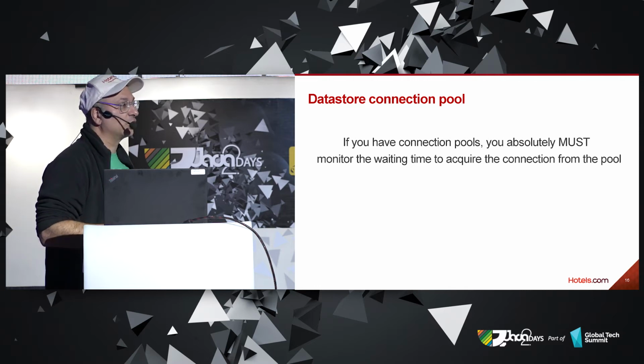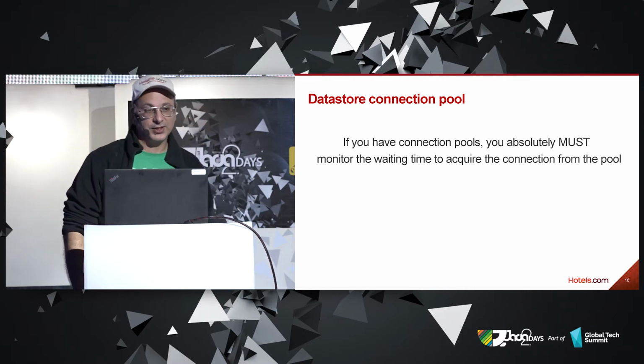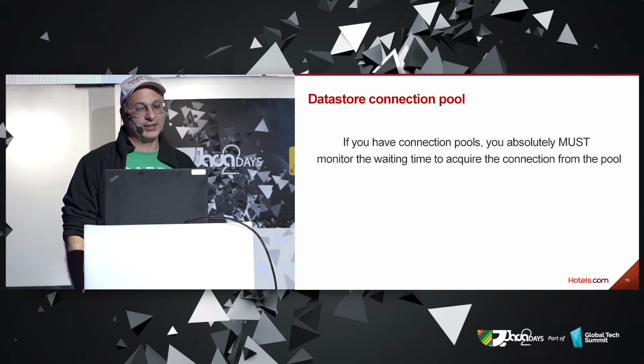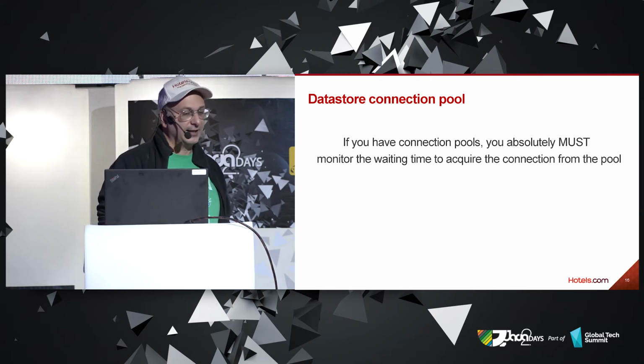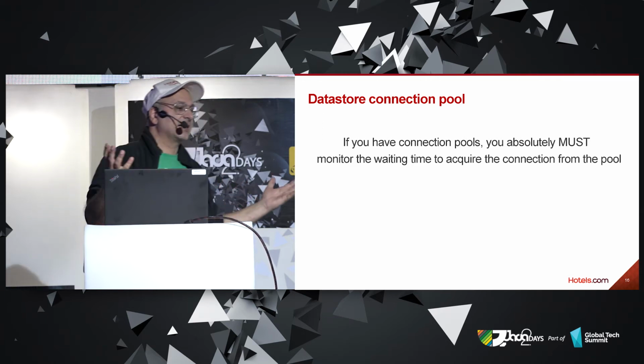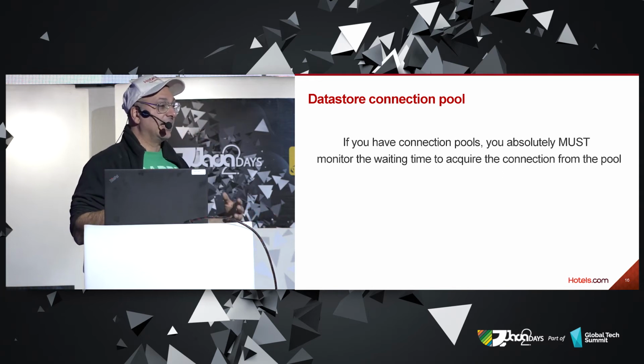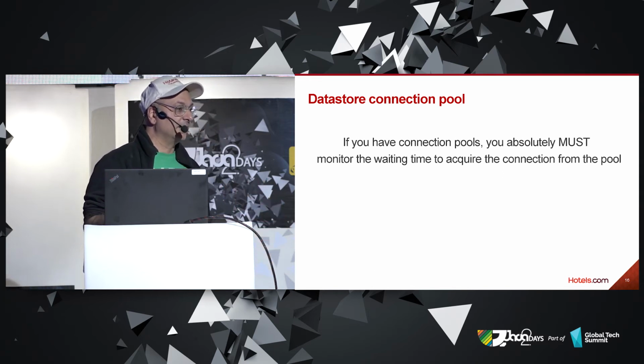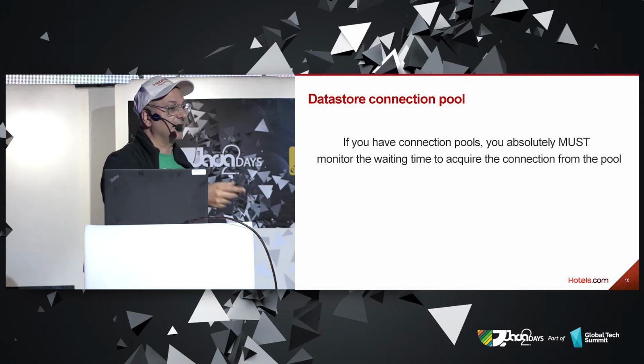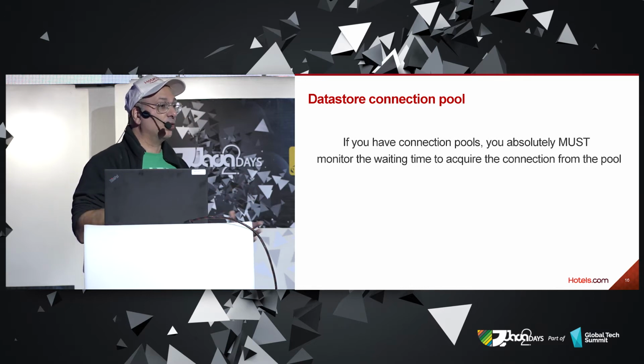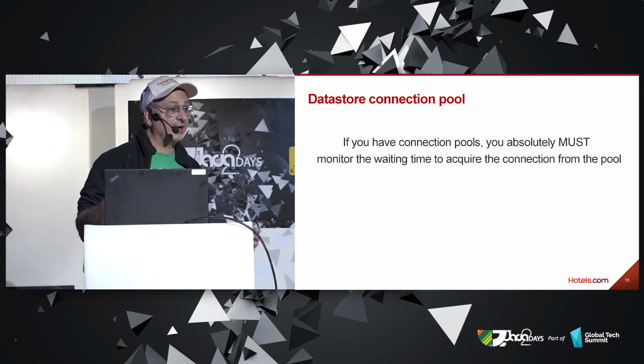And this is like a critical point. If you've got connection pools, you absolutely have to monitor the waiting time to acquire the connection from the pool. So you've got a pool of, let's say, 50 connections. If you're only using 10 of them, it should be instantaneous to get another connection from the pool. If all 50 are in use, then the thread has to wait to get the next connection. And that's something that you need to be monitoring.